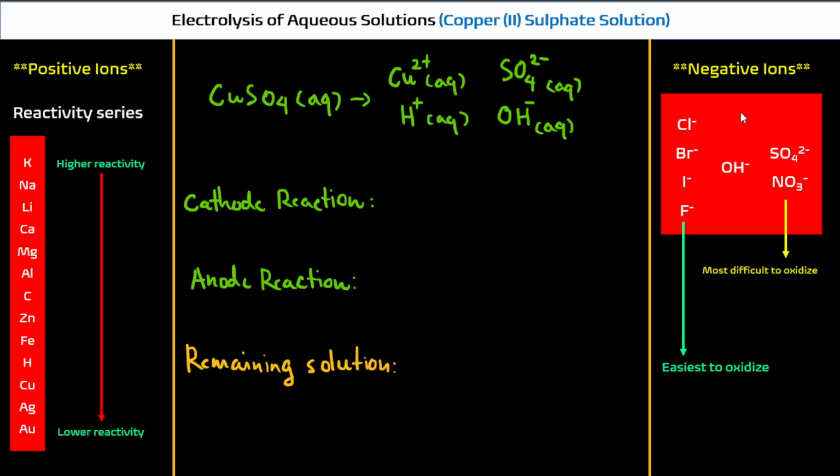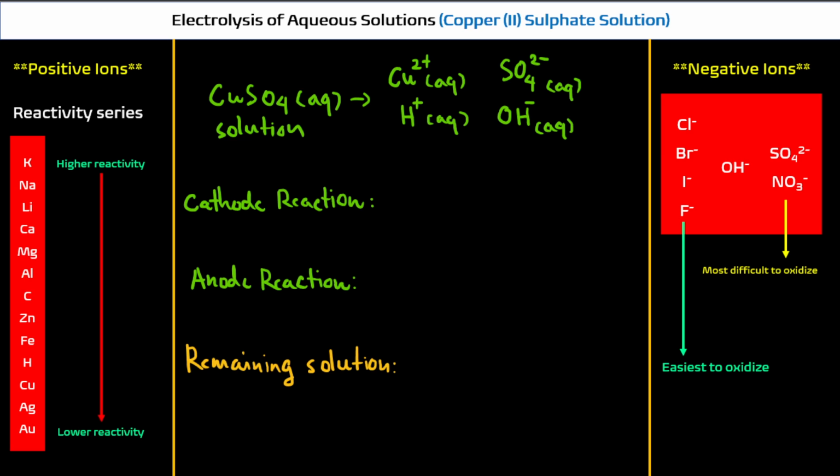For electrolysis of copper(II) sulfate solution, since it is copper(II) sulfate solution, we would have Cu2+ and SO4 2-, and since it is a solution, we would have H+ and OH- as well. So pause the video now to figure out which one is going to get deposited by yourself.